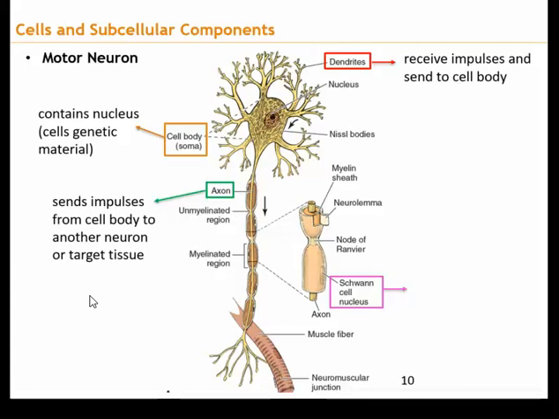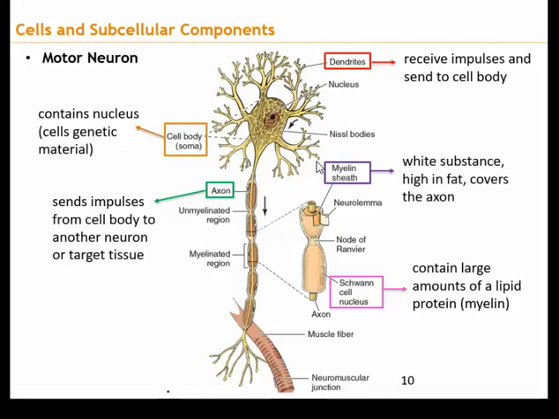Let's talk about something that is very important in the conduction of action potentials. So let's look here. We see an unmyelinated region, which is pointing to this little gap right here, and then a myelinated region, which is pointing to this larger area. So if we zoom in, let's take out and look here, what are we talking about? We have something called myelin. So we have a myelin sheath, which kind of pulls out this layer. It's a white substance high in fat, and it surrounds the axon.